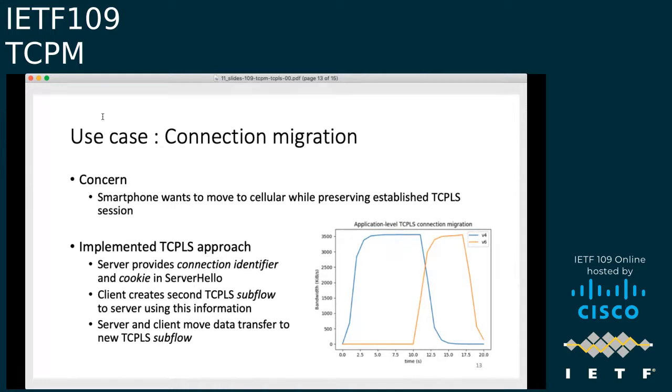And then the server and the client can move the data transfer to the new subflow when there is an event. So in the example, you see that the client and the server are connected to a 30 megabits per second link. The client receives IPv4 and IPv6 addresses from the server, and it starts over IPv4, and after some time it decides to switch to IPv6, and the connection continues without any problem for the application. Next slide.